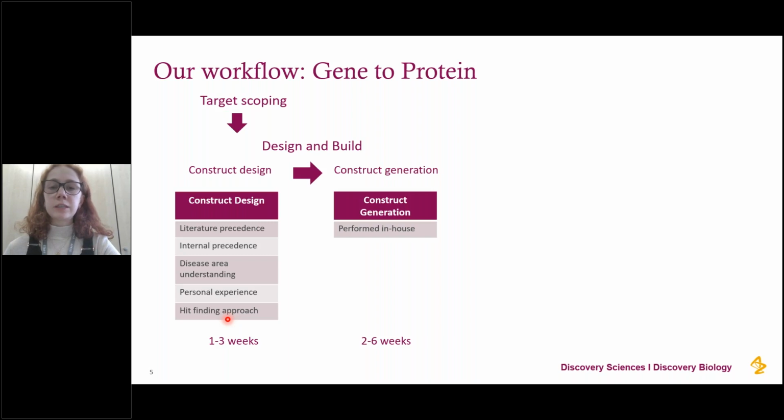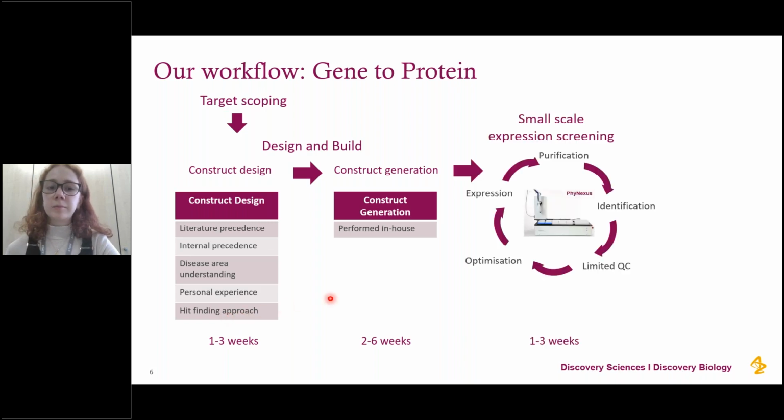Our constructs are then built by the molecular biology team, which is over in Sweden. And once we have received our constructs, we put them through a robust standardized small expression screening system, which allows us to screen hundreds of constructs every year and is really important so that we can optimize the conditions of expression before committing resources to large-scale expression and purification.